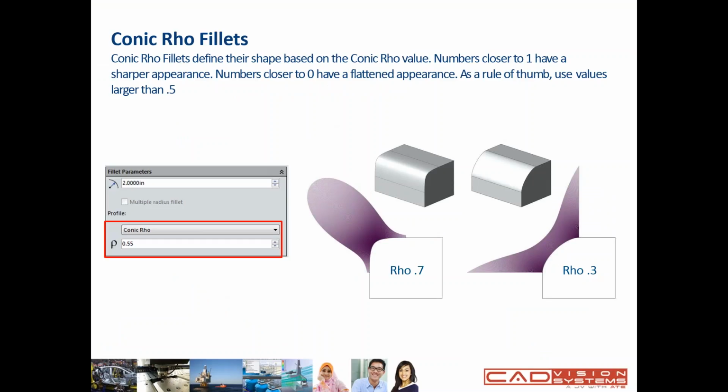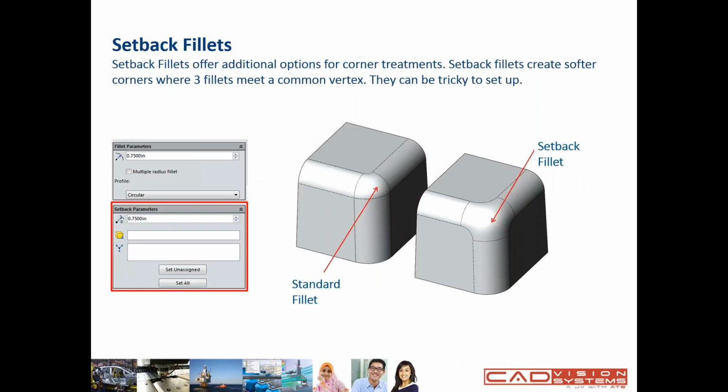Okay, which I showed you just now. So if you need to create a very nice fillet, you are advised to use a V value greater than 0.5. It will look better. Okay. So next we have a look at another type of fillet.